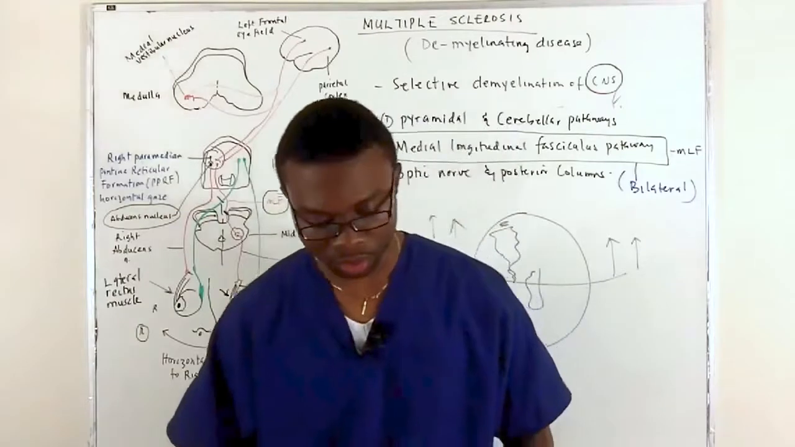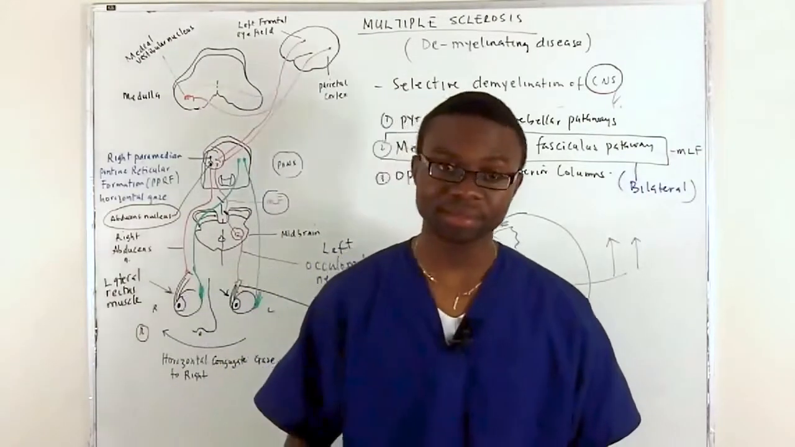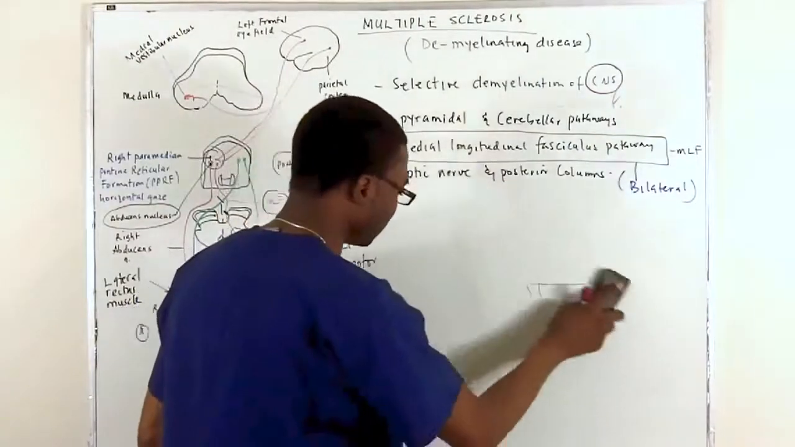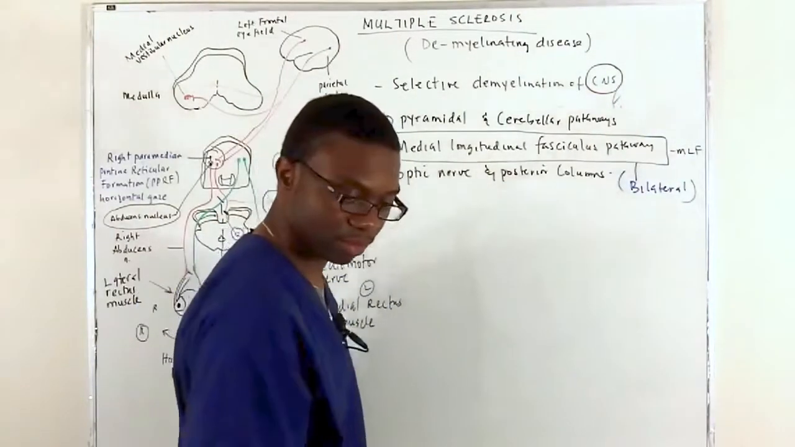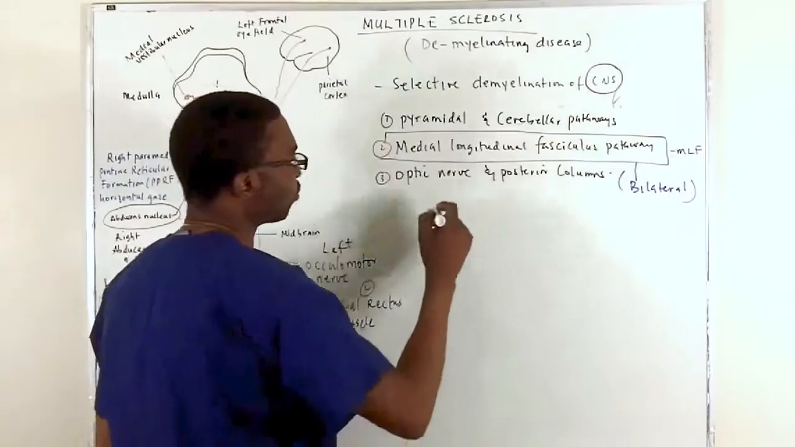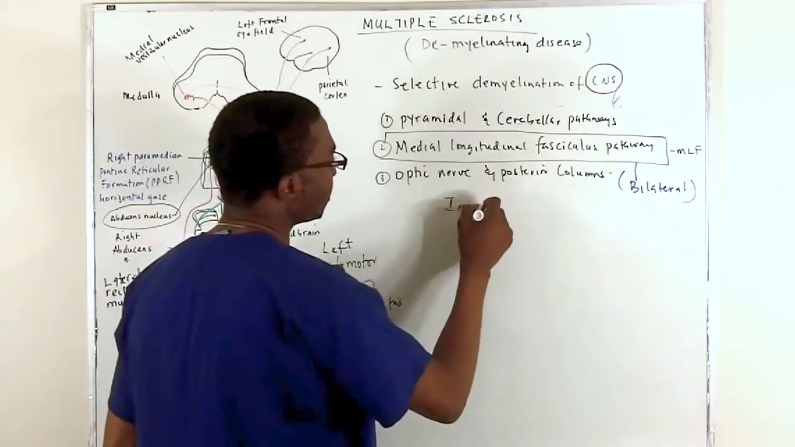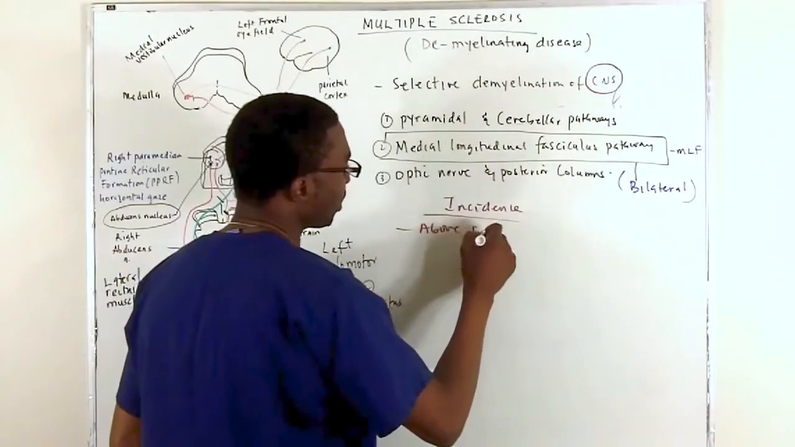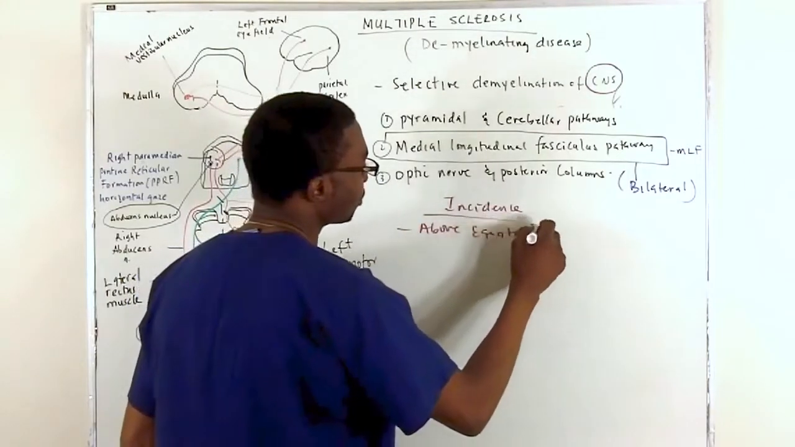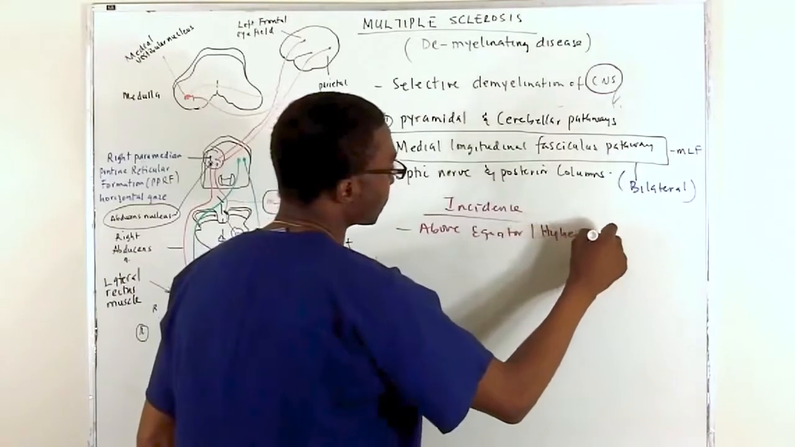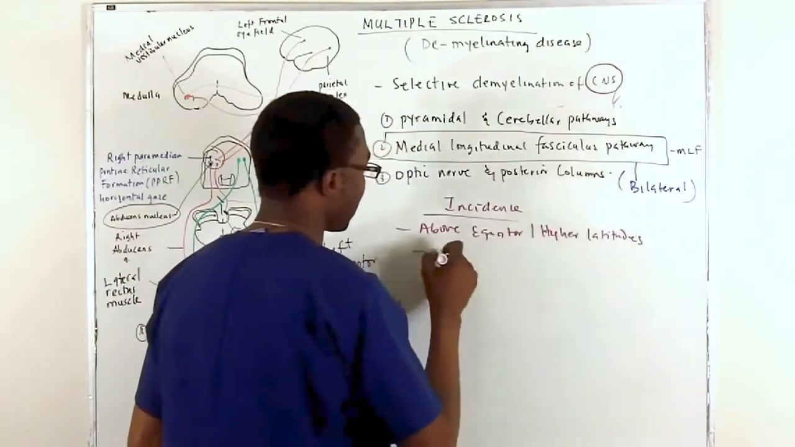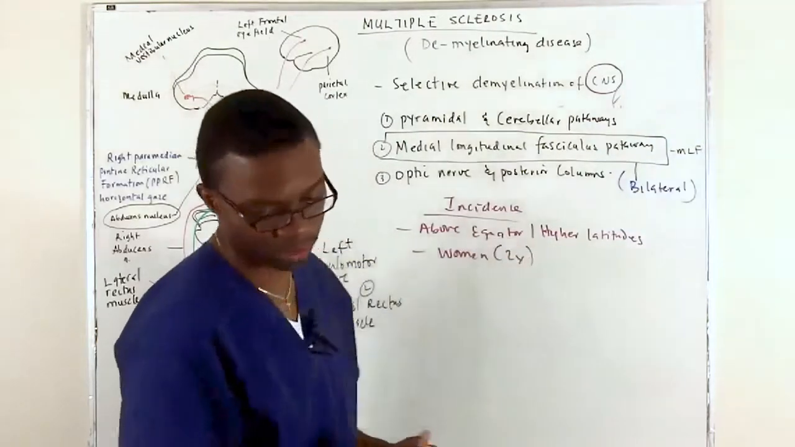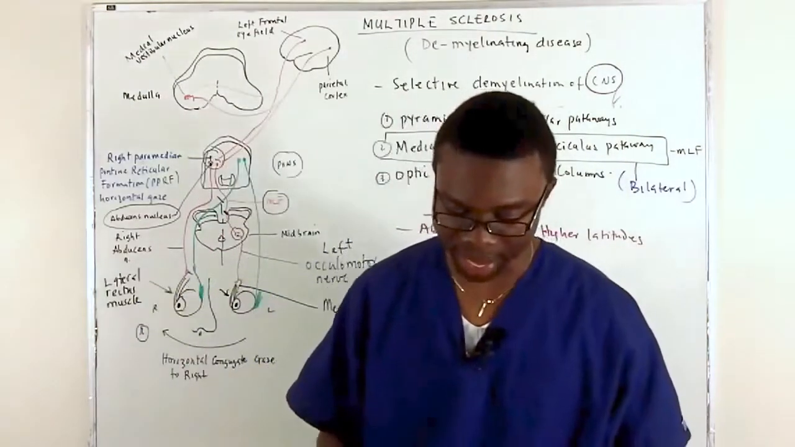And also, women by far are 2 to 3 times more likely than men to develop this disease. So it's most likely found in women. So let's talk about the incidence of the disease. Above the equator, higher latitudes, and women, by far, two to three times more likely to develop MS than men.